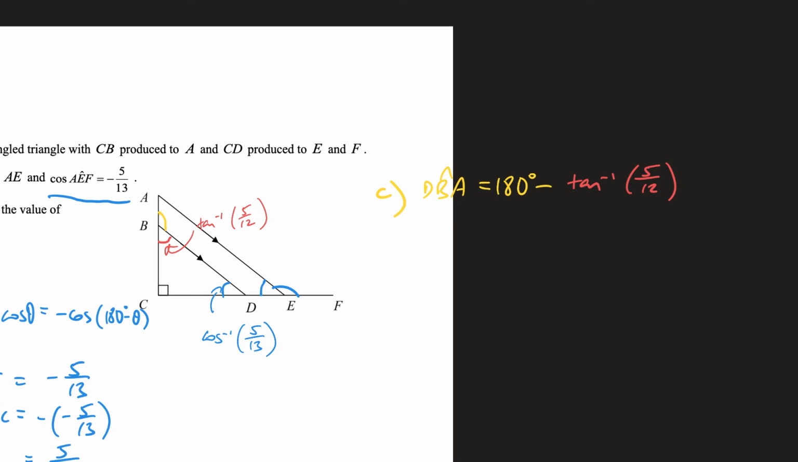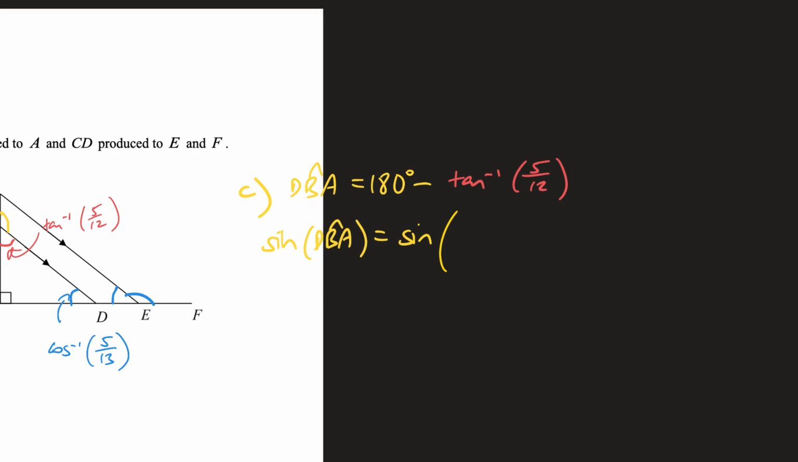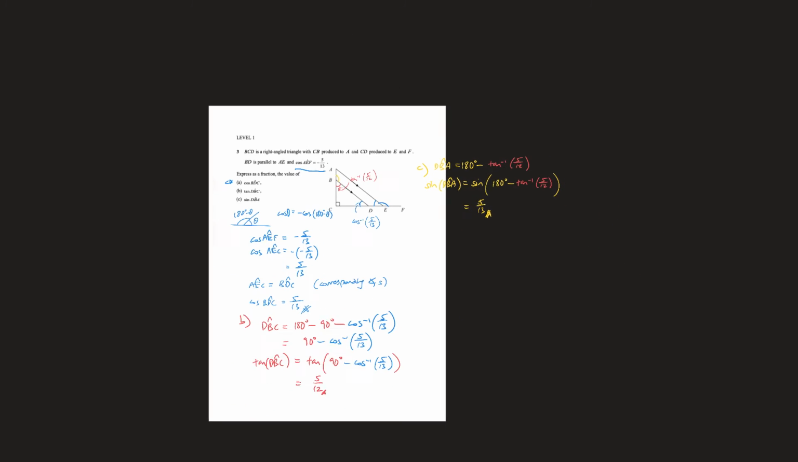Okay, and I'm going to leave it as that like just now, and I'm going to say sine of DBA is therefore simply sine of, open a big bracket, 180 minus, like this. Once again, key this into a calculator first. Remember the inverse, and then you sine of that. Yep, and then you will get 5 over 13 as well. There you go.